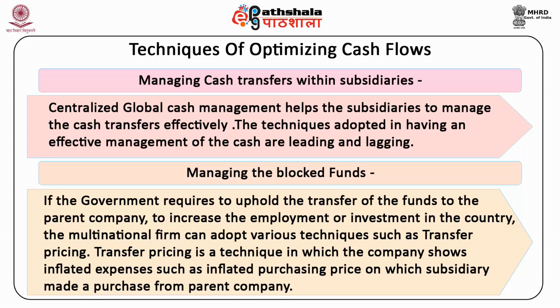Another technique is setting up of a research and development unit in the cash surplus subsidiary, through which the benefit of research and development can be transferred to all the other cash deficient subsidiaries. Another technique could be where the subsidiary can be asked to obtain finance through the local banks and not from the parent company. By this technique, the parent company will become free from the burden of financing that subsidiary.